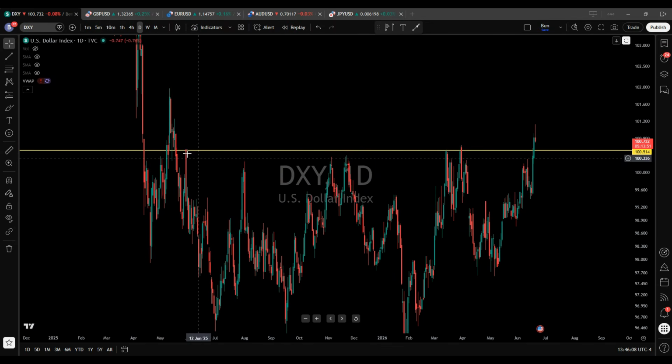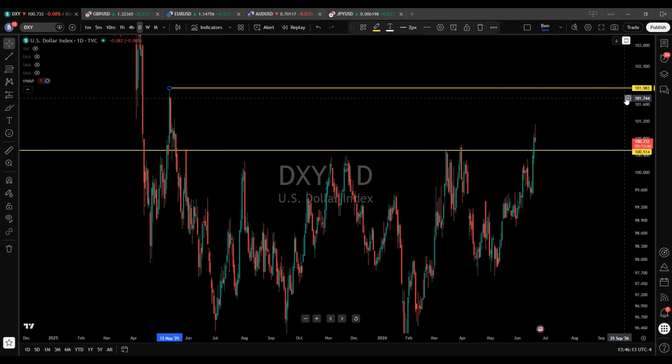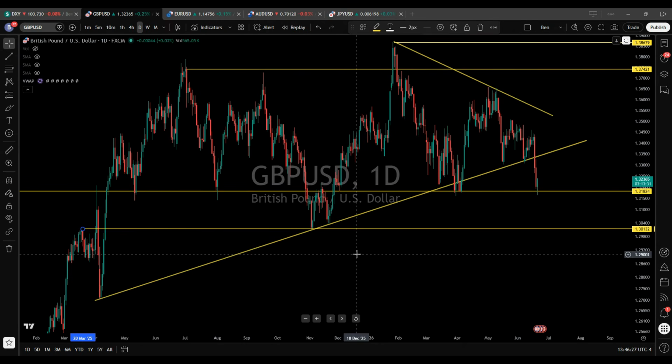So here's my upside target on the DXY for now. We have this pivot top right here at 101.983. This is going to be your next level of resistance. The reason I mentioned this high pivot point as resistance is going to be a little bit clearer when I get into these other charts. In fact, let's jump right into the British pound.